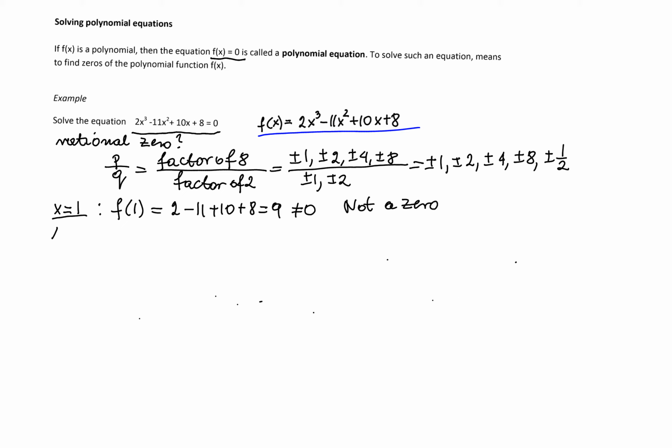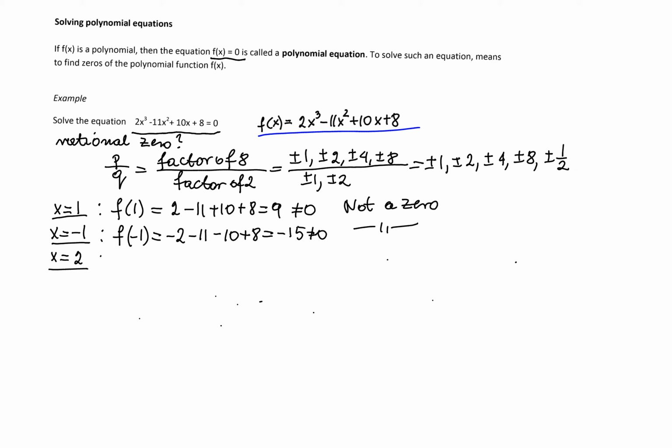Now let's try another one, x equal negative 1. If x is equal to negative 1, f of negative 1 is going to be negative 2 minus 11 minus 10 plus 8, which will be negative 15, again not a 0. So x equal negative 1 is not a zero. Let's go further along the list.